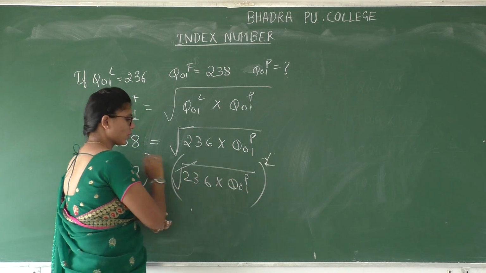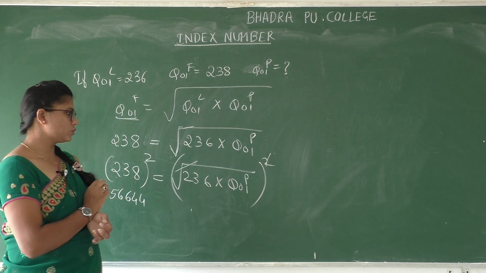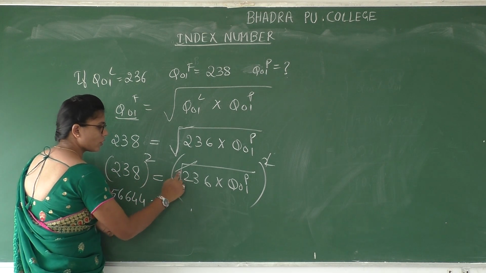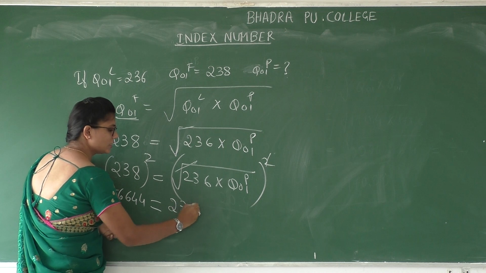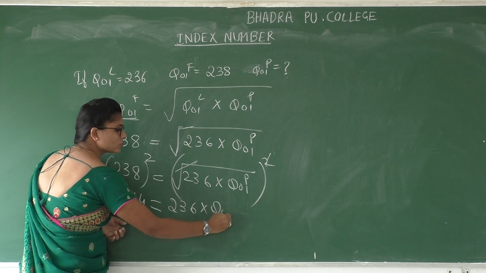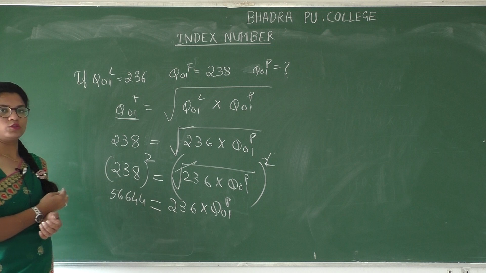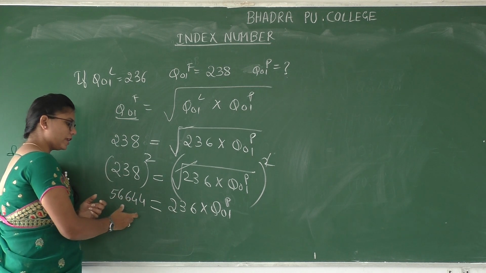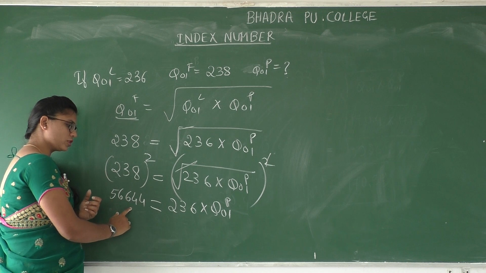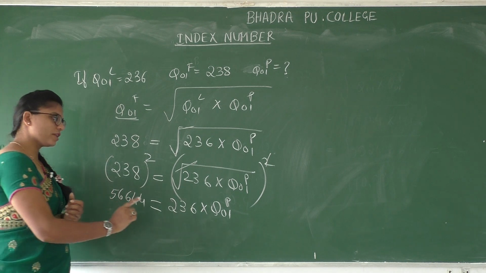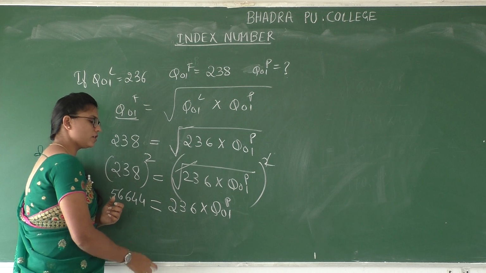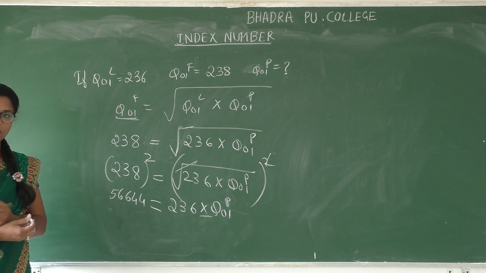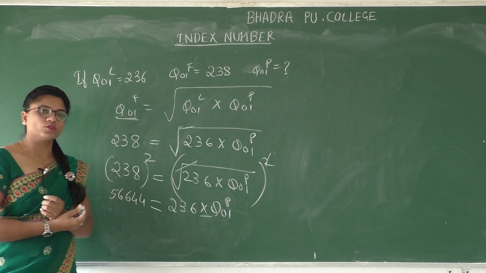On the RHS side, square and square root get cancelled. So what is the remaining thing here? You will get 236 into Q01P. So what is the next step? On the LHS side we have the number 56,644, and on the RHS we have 236 with a multiplication sign.